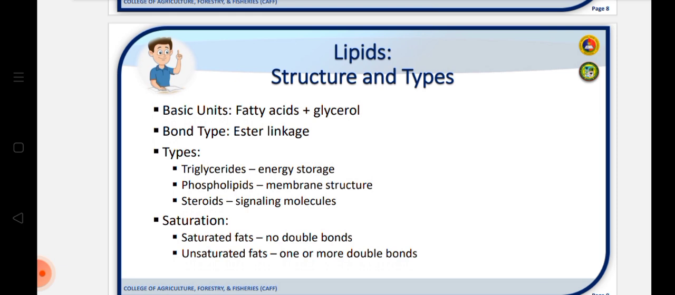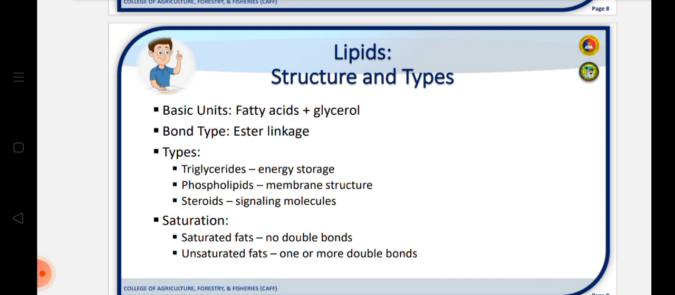There are three major types you should be familiar with. Triglycerides, these serve as long-term energy reserves. In animals and seeds, they provide dense energy storage. Then we have phospholipids. These form the bilayer of cell membranes, regulating transport and maintaining cellular integrity. Steroids. These function as signaling molecules, including hormones like testosterone and estrogen, which regulate physiological processes.